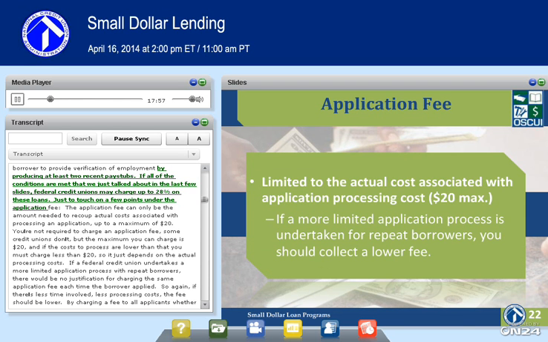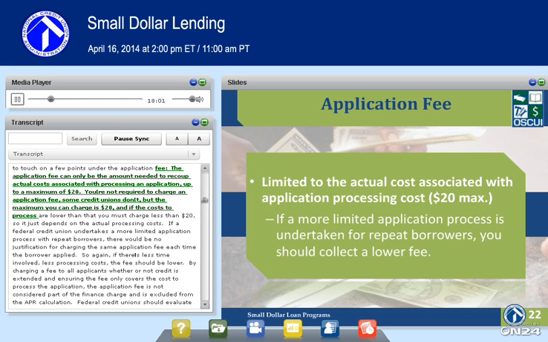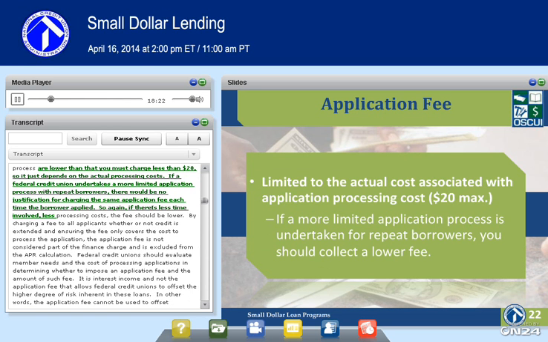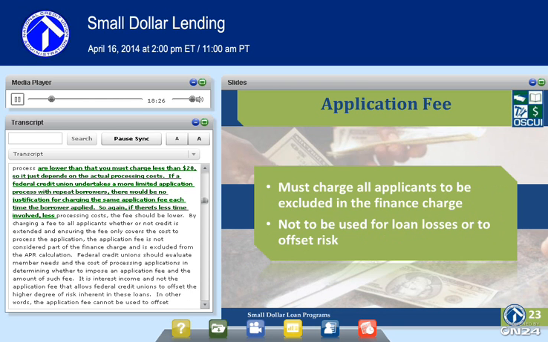And just to touch on a few points under the application fee. The application fee can only be the amount needed to recoup actual costs associated with processing an application, up to a maximum of $20. You're not required to charge an application fee. Some credit unions don't, but the maximum you can charge is $20, and if the costs to process are lower than that, you must charge less than $20. So it just depends on the actual processing costs.